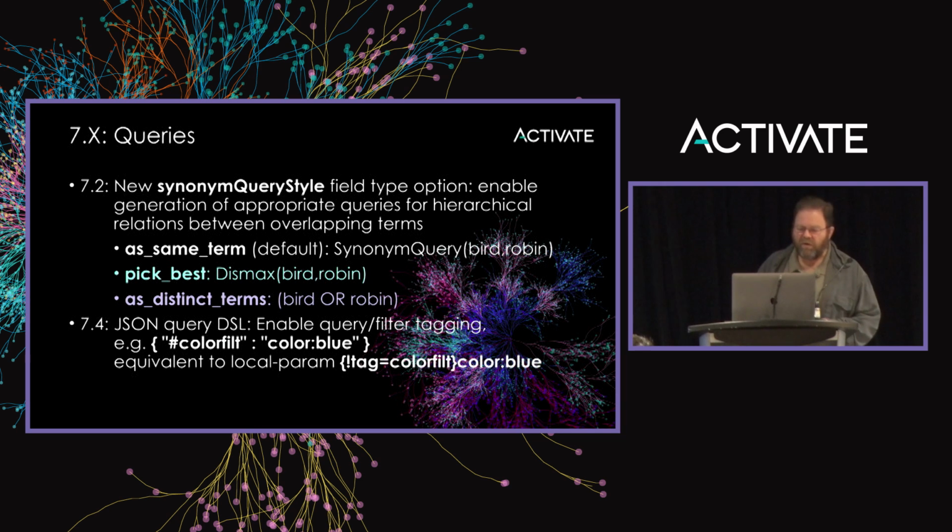Next, in 7.4, the JSON query DSL added the ability to tag queries or filters. There's an example there for hash color filter tagging the color blue query, which is equivalent to the local param there.